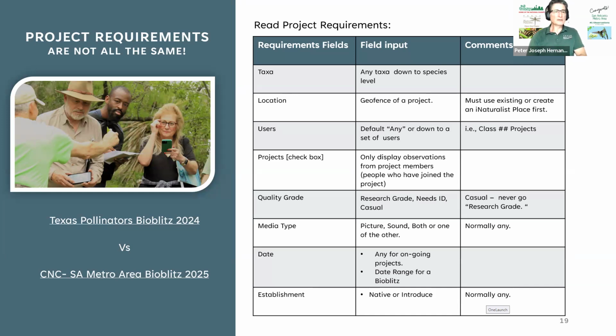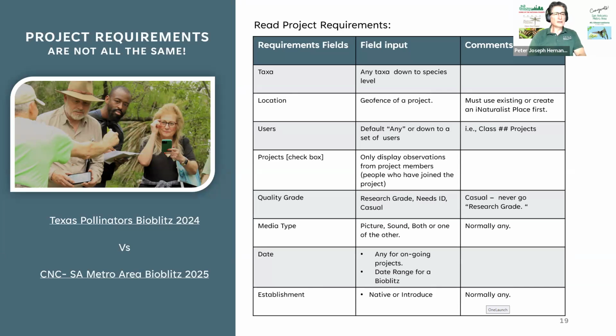So locations, a geofence of a project. So just where the fence of that is, and normally it's a defined place in iNaturalist. And then also there's users. You could default to any users, or you could have them be members, or you have to include them, and so forth. And then projects, this is a checkbox, only displays if this box is checked, it's members only. People have to join the project in order to be counted.